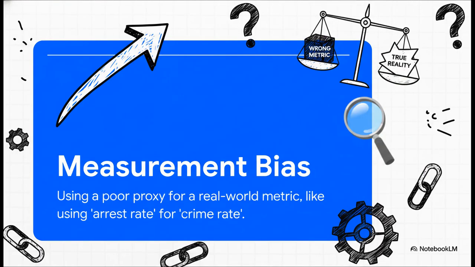And a third kind is measurement bias. Now, this one is subtle, but it is so critical. It happens when developers use a proxy, basically a stand-in for what they really want to measure, and that proxy is flawed. Using arrest rates to represent crime rates is a textbook example because it forces the model to learn all the biases that are inherent in policing patterns, not the actual real distribution of crime.